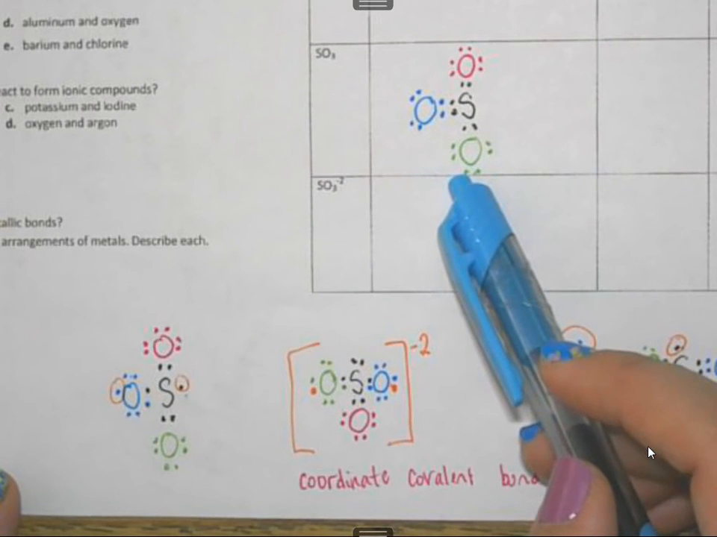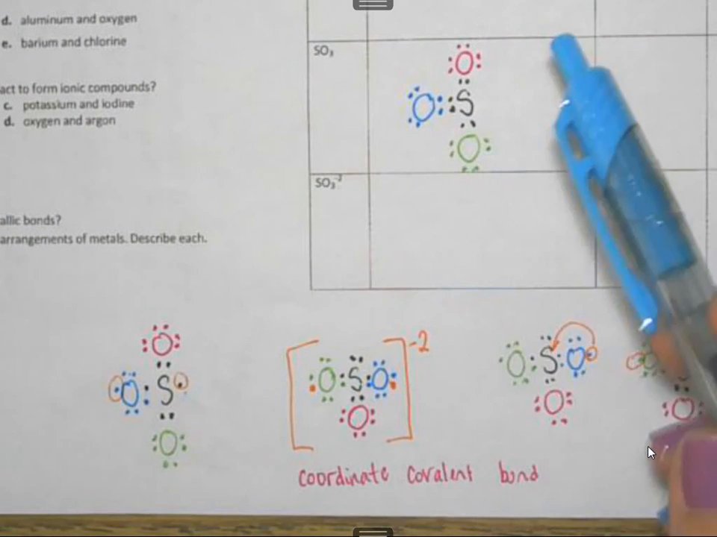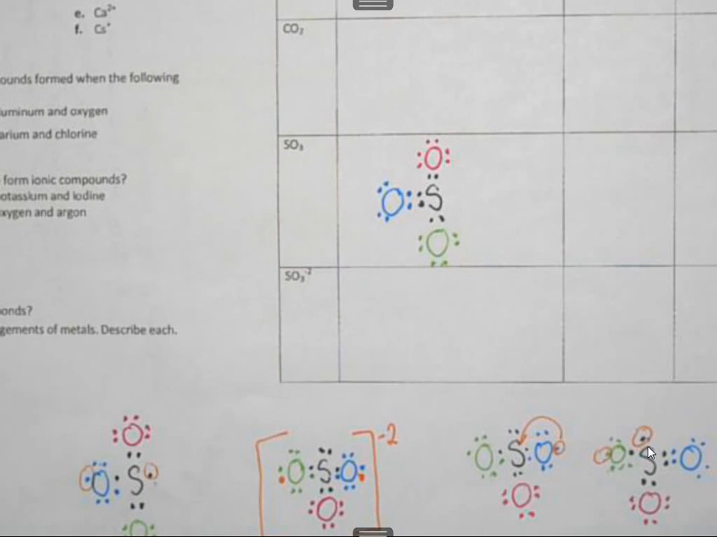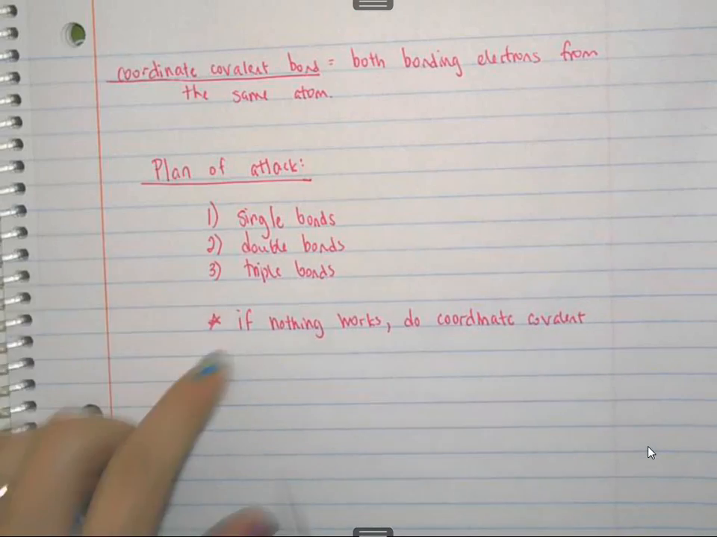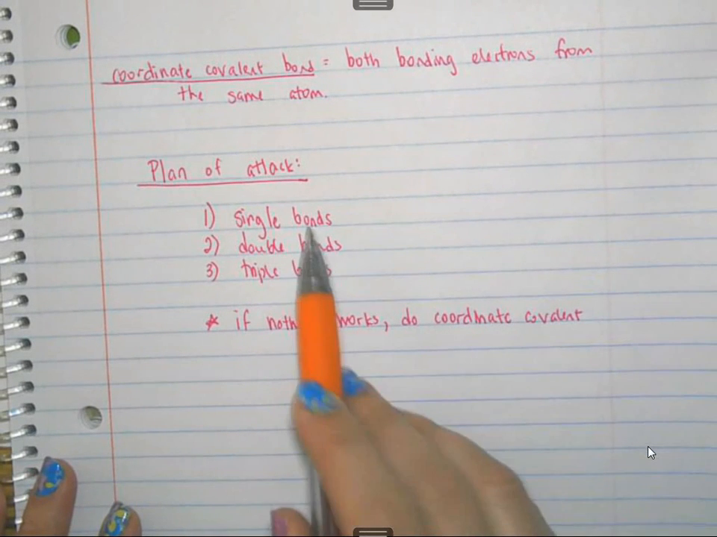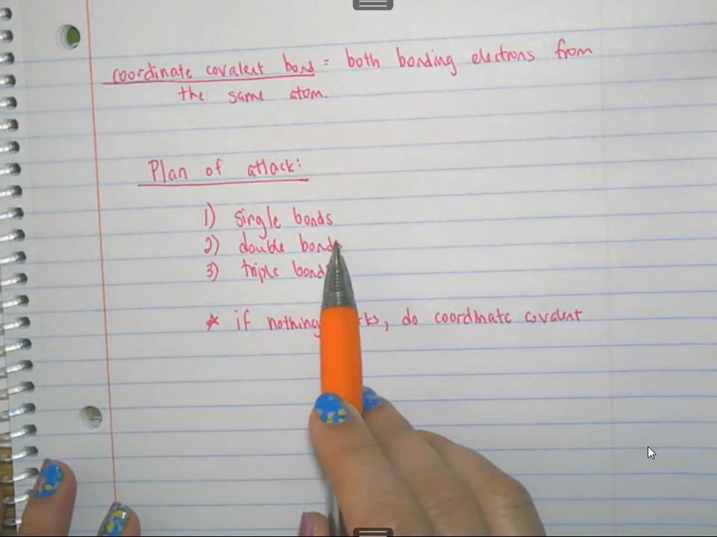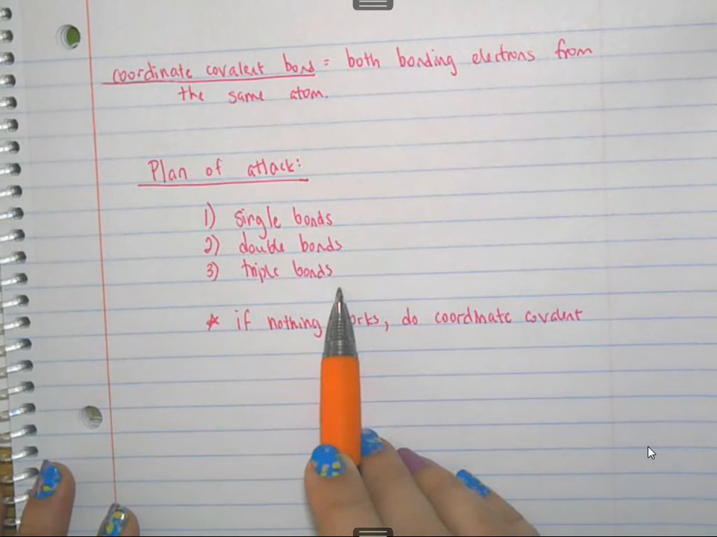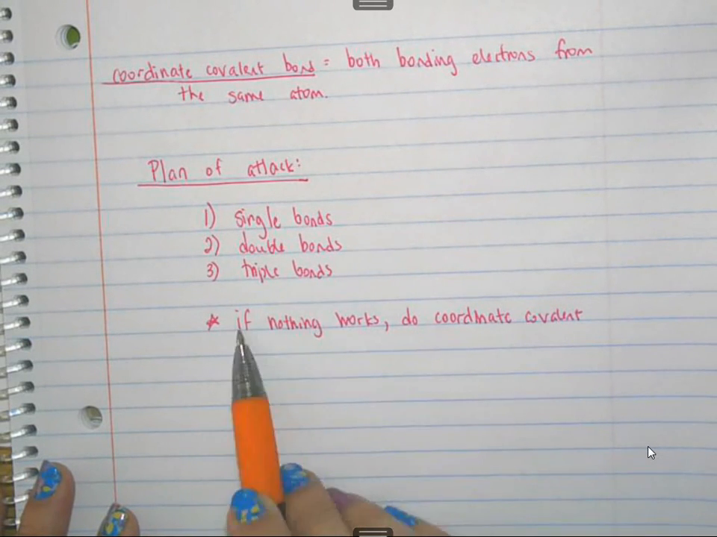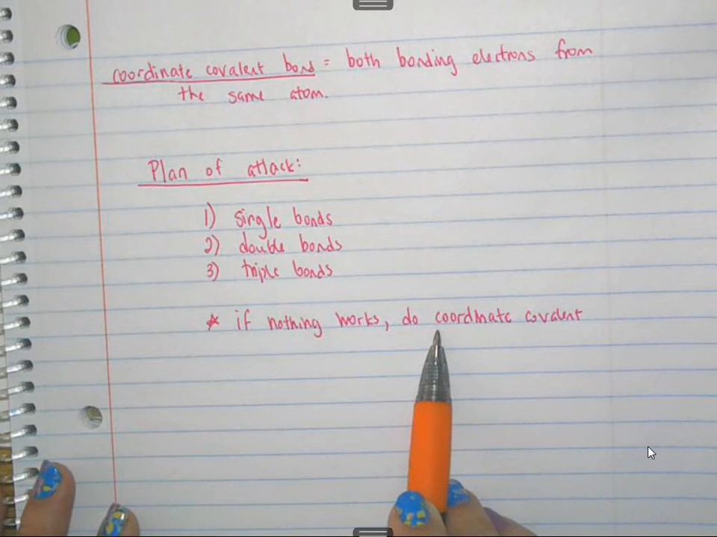Okay? I have some other ones on here, and what I'm going to do is give you a chance to draw them. You need to use my plan of attack. And we can kind of amend the plan of attack if you would like to, if this helps you later. The plan of attack was to make single bonds, and if single bonds didn't fix it, you go to double bonds, and if double bonds doesn't fix it, you go to triple. At any point, if you're going to push it over 8, you can consider coordinate covalent.